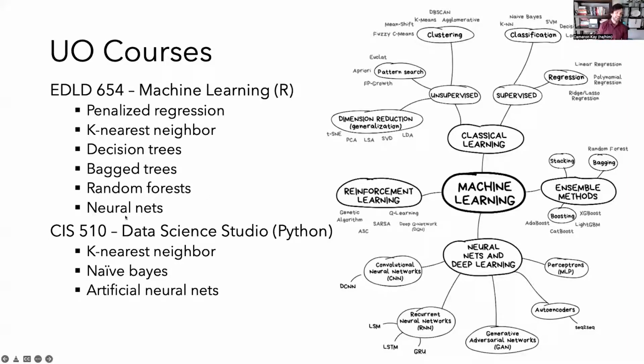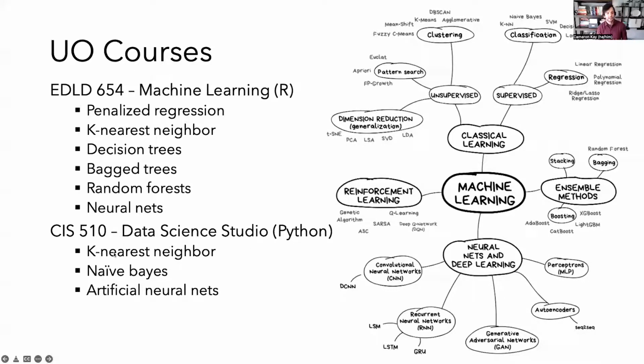And the second class is Computer Information Sciences 510, this data science studio, which is in Python. Don't worry if you don't really know Python going into this class. The class really builds up from basics. You start with simple assignment, manipulating data, and it works all the way up to these machine learning models. So this class is definitely not designed only for people who have good working knowledge of Python.